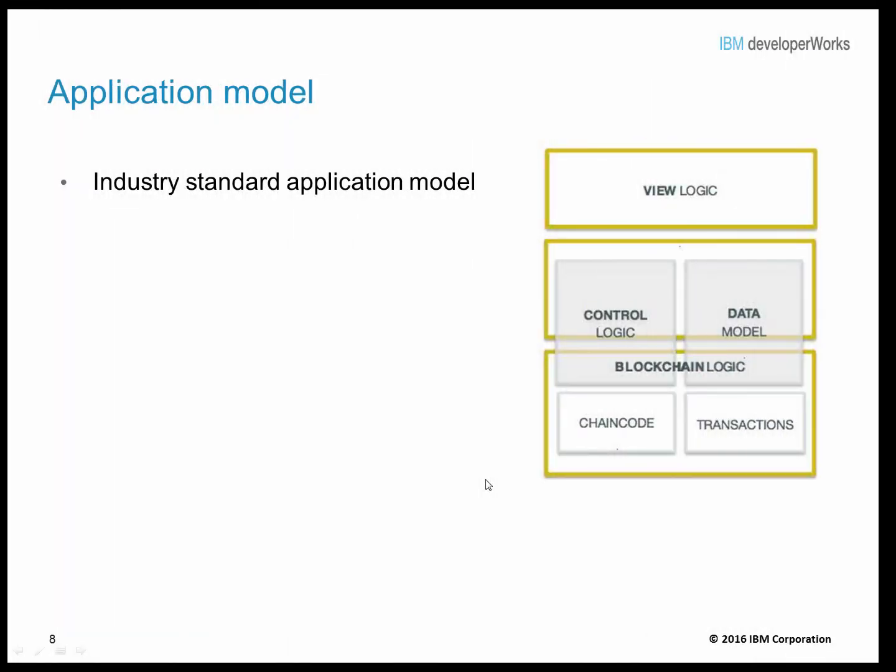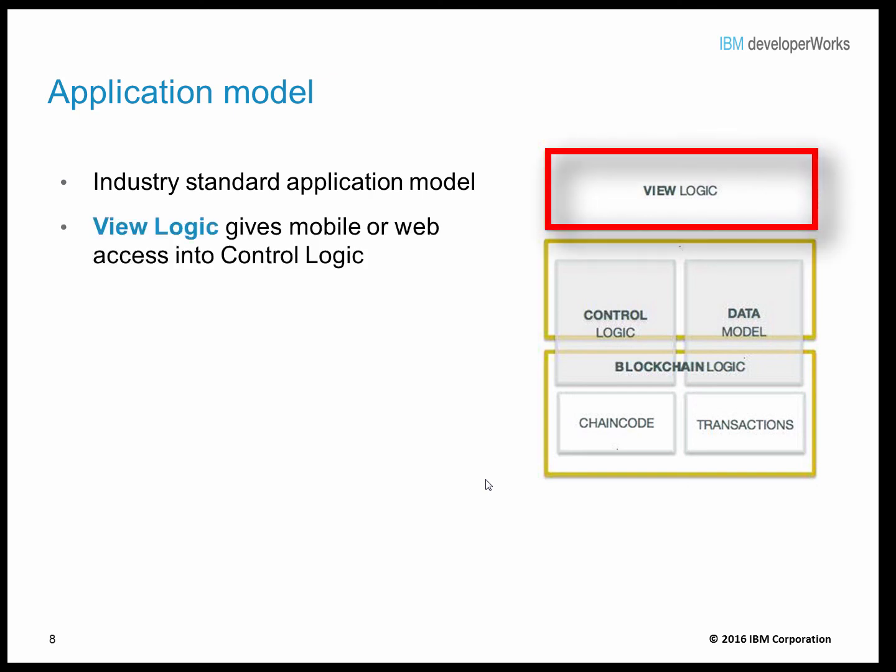Let's talk about how to model or design applications for blockchain. Modeling of a blockchain application can follow industry standard MVC architecture that includes blockchain logic. So it is called MVCP architecture: model, view, control, and blockchain logic. In the MVCP architecture, let's talk about view logic. What does this view logic do? View logic gives mobile and web UI access to interact with control logic.